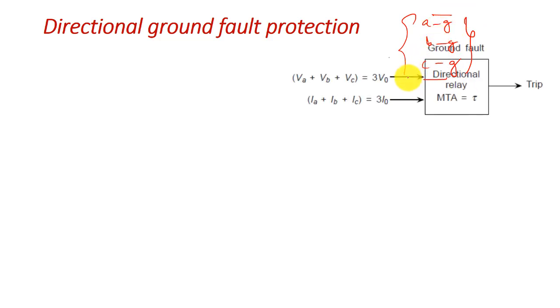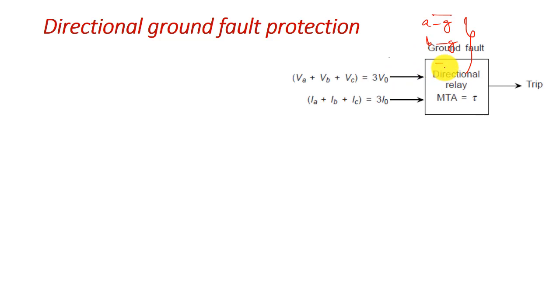Okay. So now we'll see the directional ground fault protection. Already we covered how the directional overcurrent relay can be implemented for the phase faults, right? Now let us see how it can be implemented for the ground faults. So what are the ground faults? We have three types of ground fault: A to ground, B to ground, and C to ground, where only a single phase to the ground is involved, right? So these are known as the ground faults.